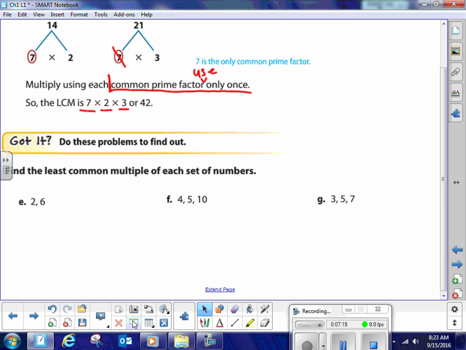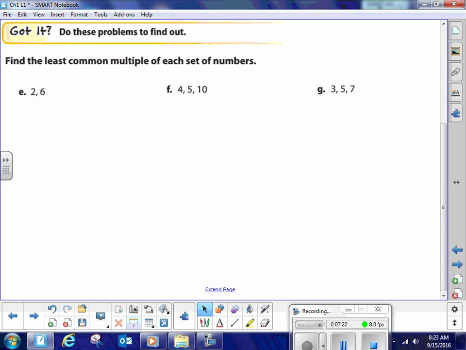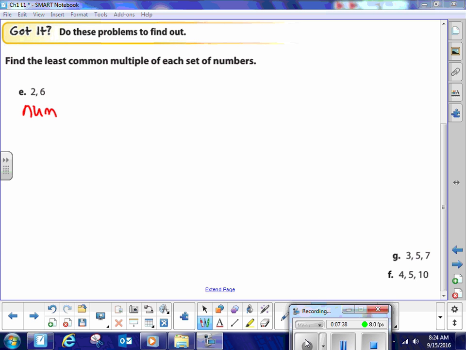Okay. Extend page. Excellent. All right. The first one here that I'm going to do is obviously going to be this one. Let me move all this stuff out of the way because if not, we'll run into it. It's 2 and 6. I will use the number line method. Hold on just a second. Okay, to continue on, this is called the number line method.